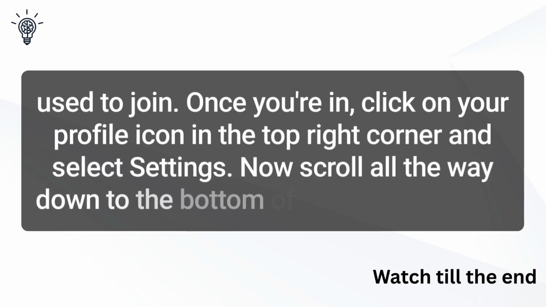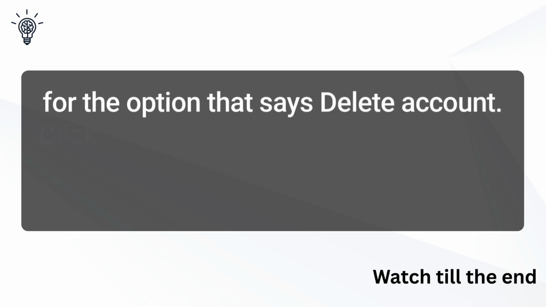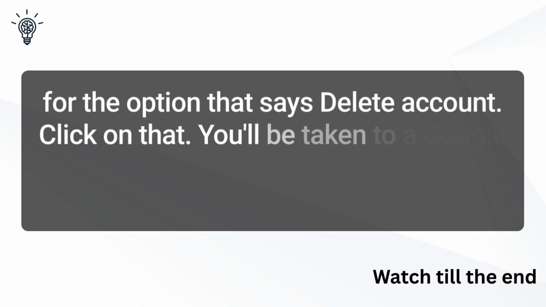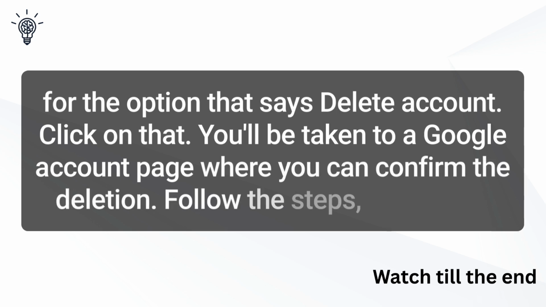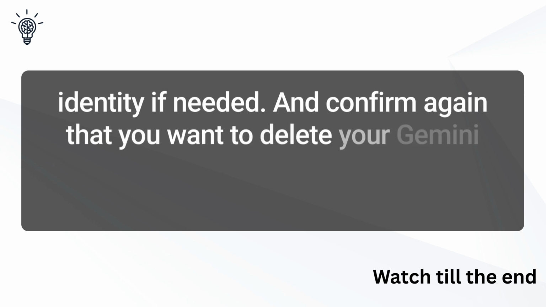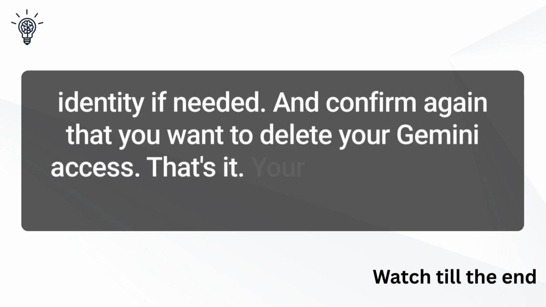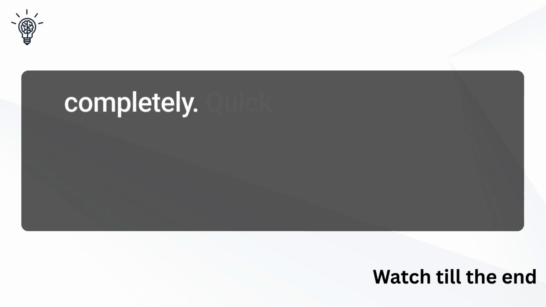Now, scroll all the way down to the bottom of the page and look for the option that says Delete Account. Click on that. You'll be taken to a Google account page where you can confirm the deletion. Follow the steps, verify your identity if needed, and confirm again that you want to delete your Gemini access. That's it. Your Gemini account will be removed and you'll be logged out completely.